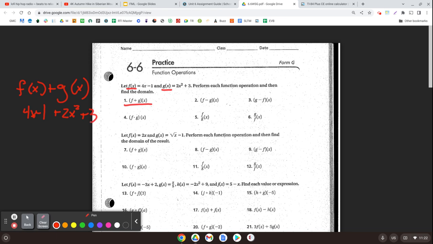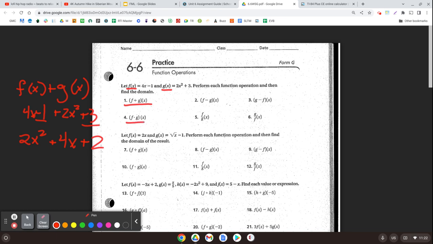No big deal, but we can write that in a better way. We'll write that as 2x squared plus 4x. We have a minus 1 and a plus 3, so that'll just be a plus 2, okay? That would be what f plus g of x is. F minus g of x would be very similar, g minus f.